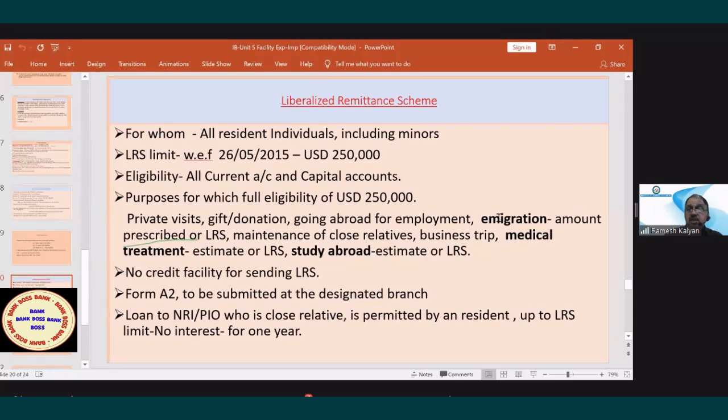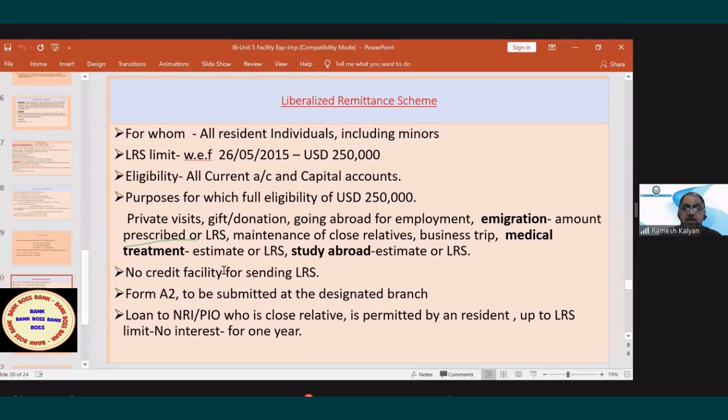And there is a difference in only three things: immigration, medical, and study abroad. There, suppose they are giving an invoice. If it is more than this, you can permit that, or 250,000, whichever is higher. Suppose a person is going for medical treatment and his cost is $500,000. We can issue that $500,000, whichever is higher, the estimate or 250,000. You should imagine $250,000 into 83 rupees. How much it comes to, you should have that account with you.